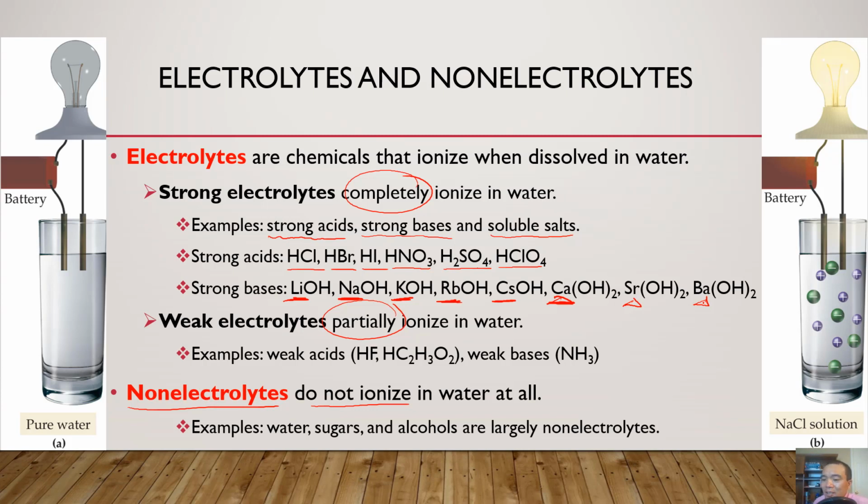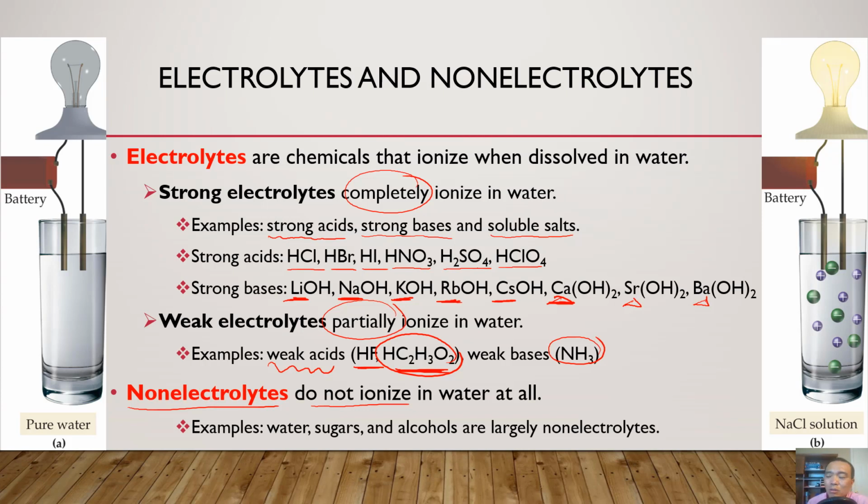Okay, all right. Let's look at some examples of weak electrolytes. Weak electrolytes, we have weak acids and weak bases. For weak acids, the most famous one is hydrofluoric acid, HF, and acetic acid, as you see over here. Weak bases, ammonia. Okay, please memorize all these formulas over here, because this will be very helpful when you take your test.